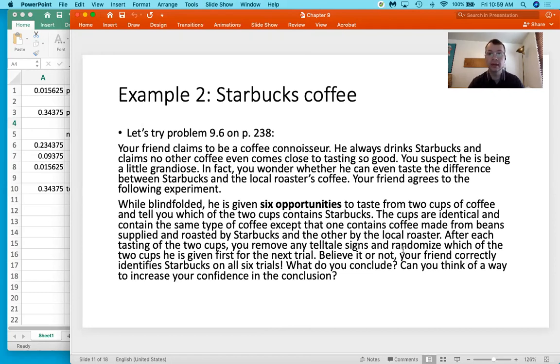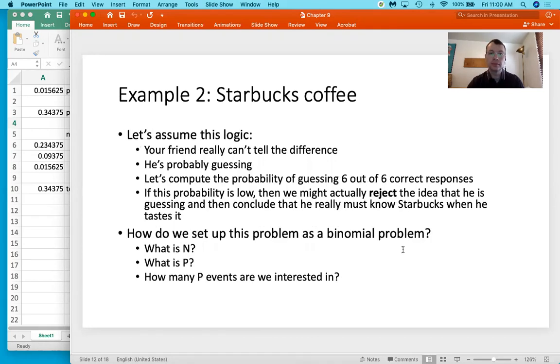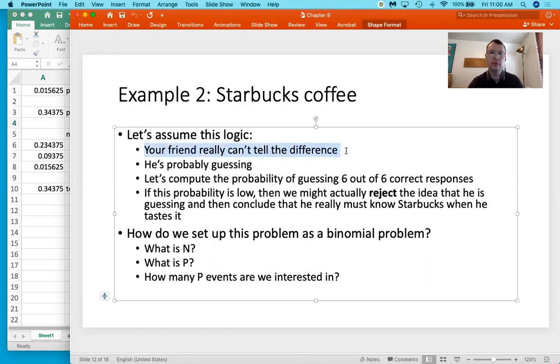That's important for a binomial problem, right? So in this experiment, let's assume this logic. Let's assume that to test whether our friend really knows what he's talking about, we make a skeptical assumption. We assume that he can't tell the difference between Starbucks and anything else. We assume that he's probably guessing. Now, this is just an assumption for our test.